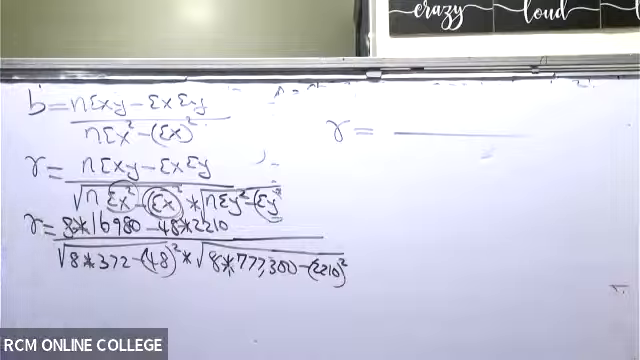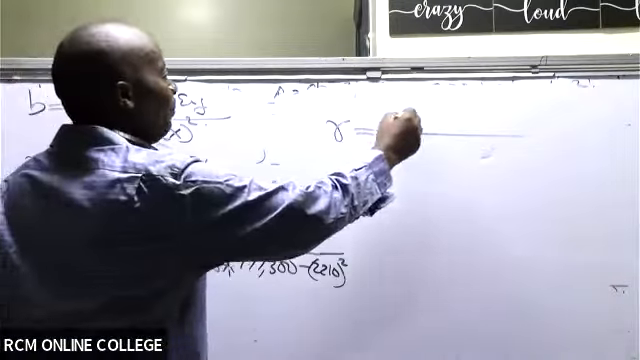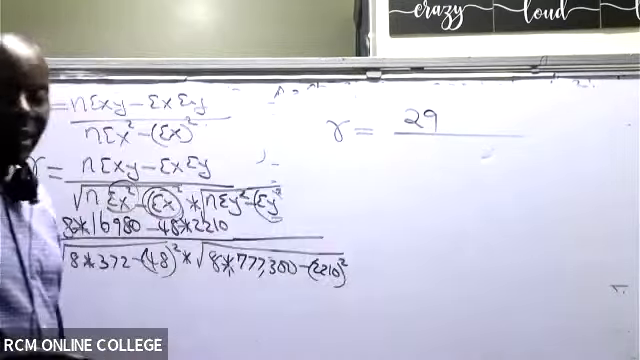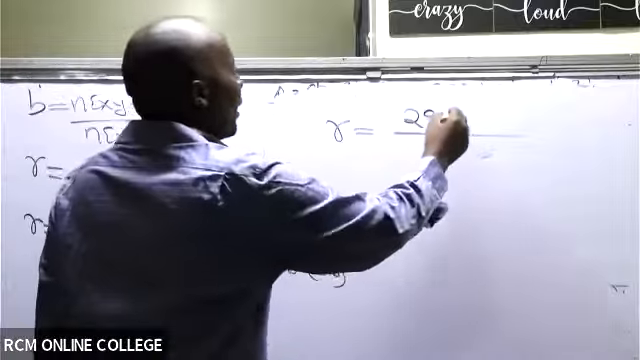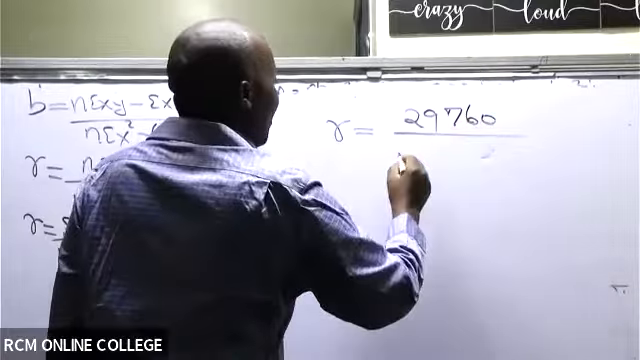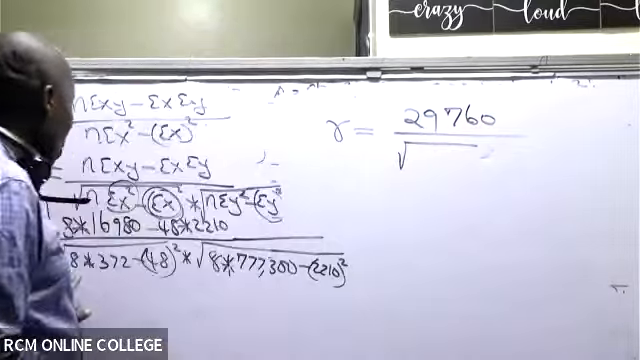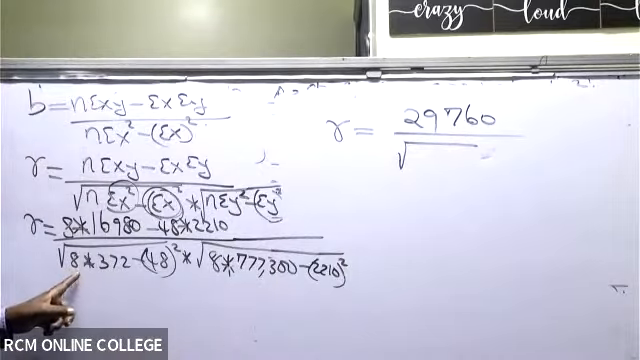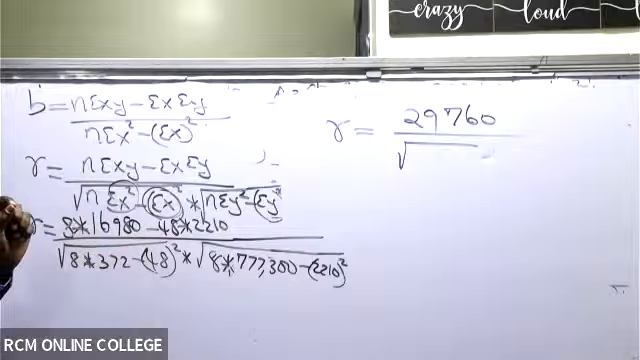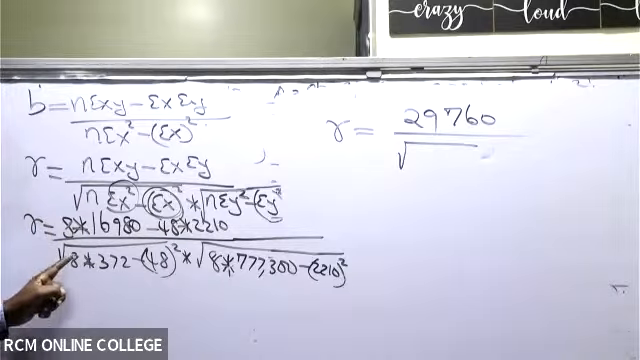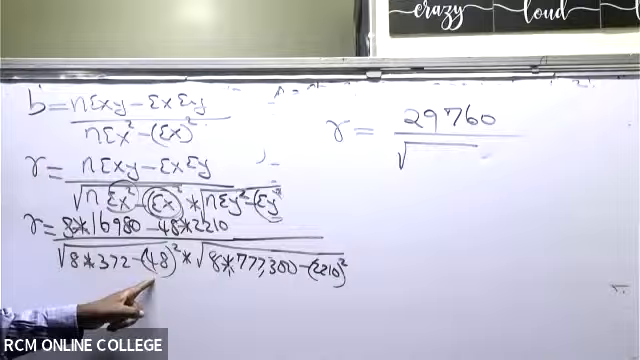So they have confirmed that the numerator is 29,760. 29,760 divided by, is there somebody who is able to give me what we have under the square root here? 8 times 372 minus 48 squared. Just that. Please give me that figure.